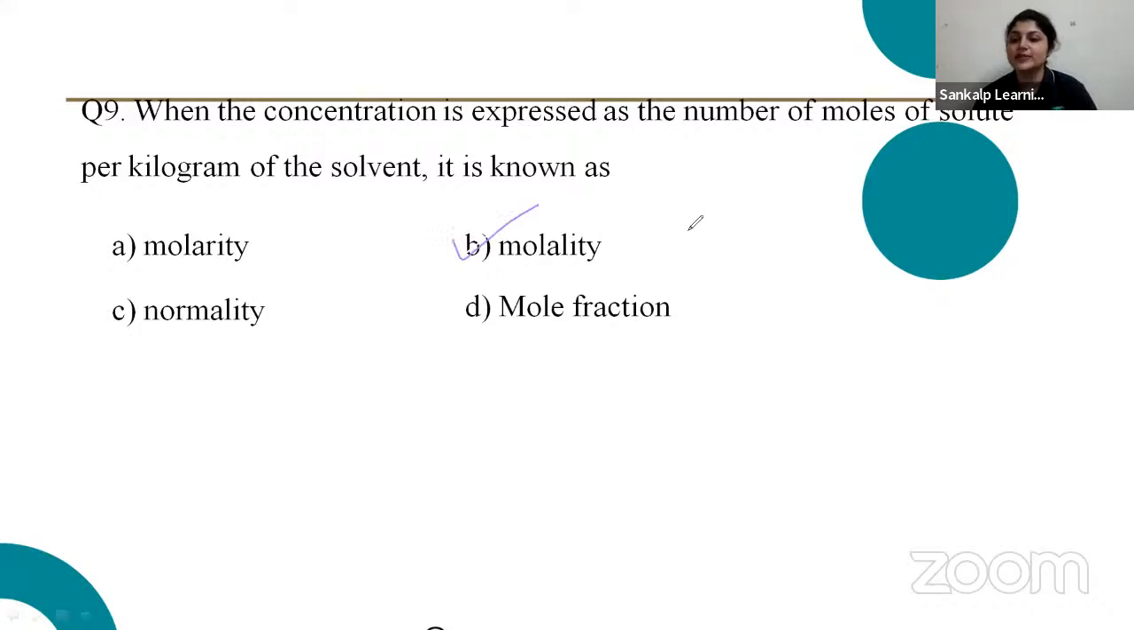Why? Whenever you are expressing the number of moles of solute per kilogram of the solvent, it is said as molality. And what is molarity? Number of moles of solute dissolved in per liter of solution is called molarity. Normality is when you are taking the gram equivalent weight in 1000 ml of solution, so this is also wrong. Mole fraction is the number of moles of component A upon the total number of moles of A and B, so this is also wrong. So B is the right answer.